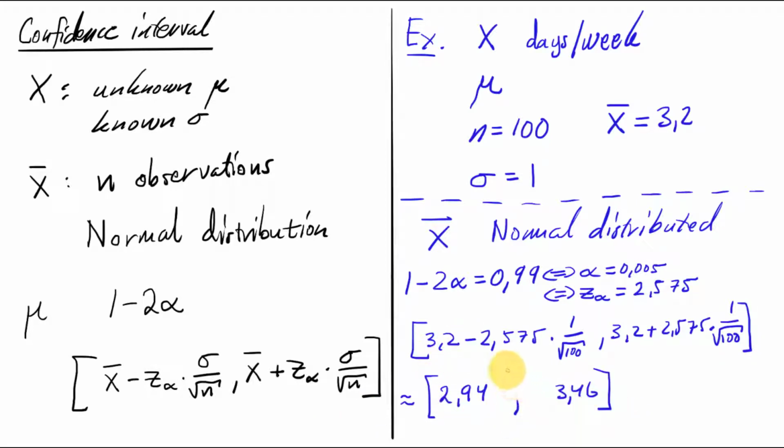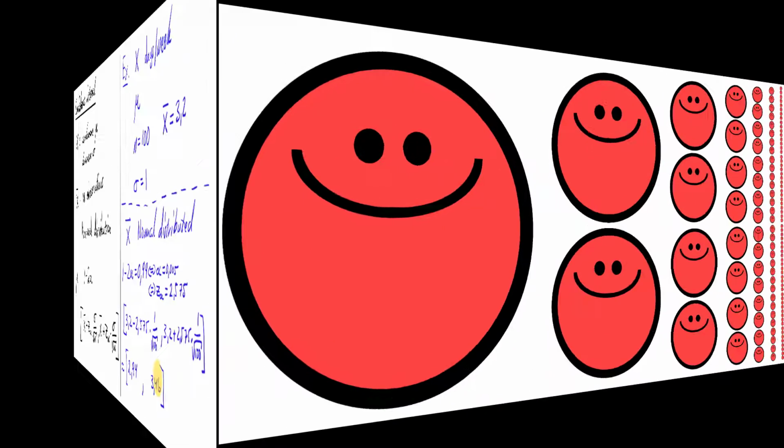And that means that we are 99% sure that the expectation value will lie in this interval, which means that we are 99% sure that people eat candy between 2.94 days per week to 3.46 days per week. That is the expectation value. If we want to be 90% sure, then we get a more narrow confidence interval. And if you want to be more sure than 99%, we get a broader one.